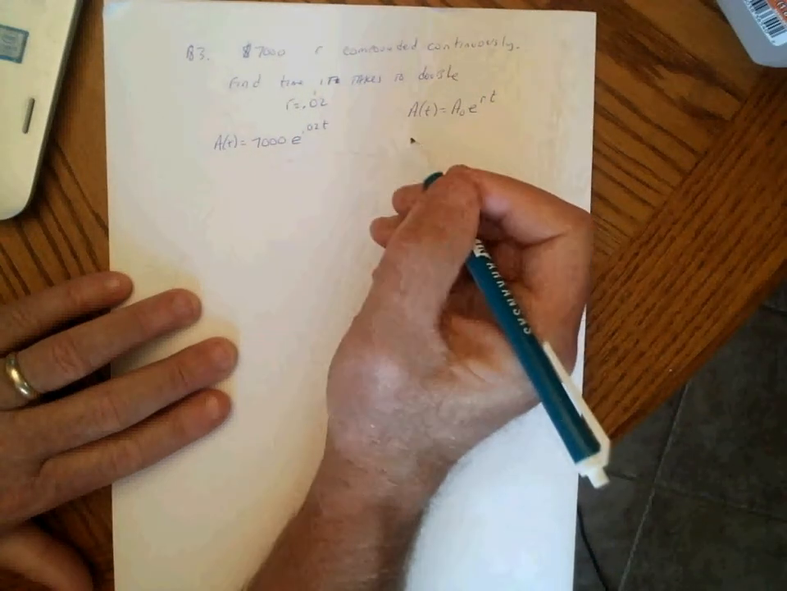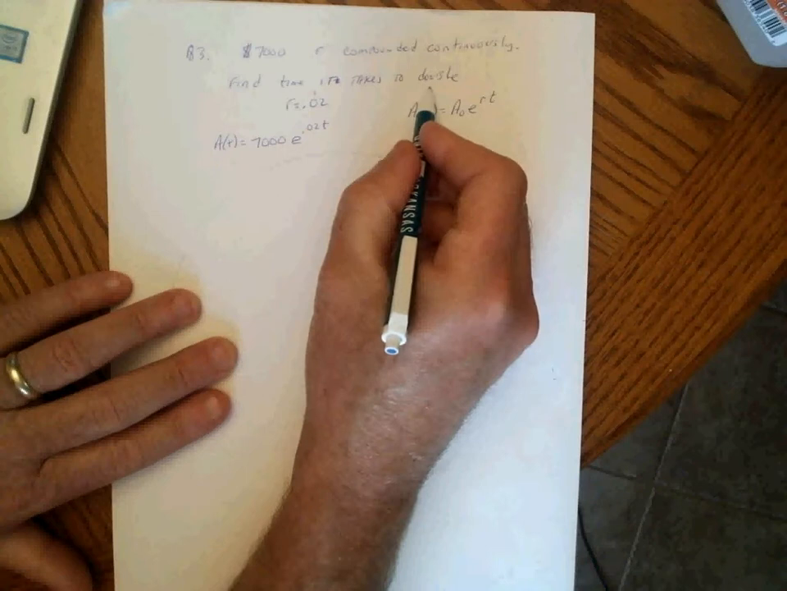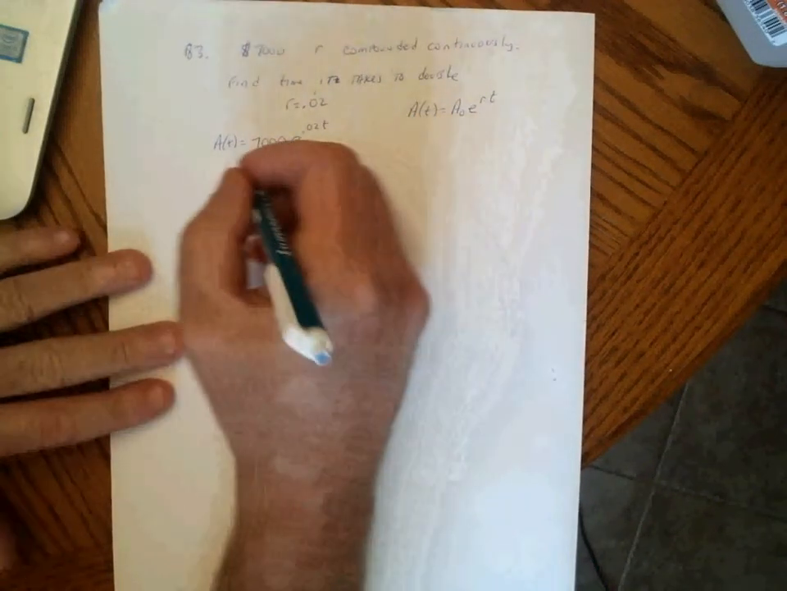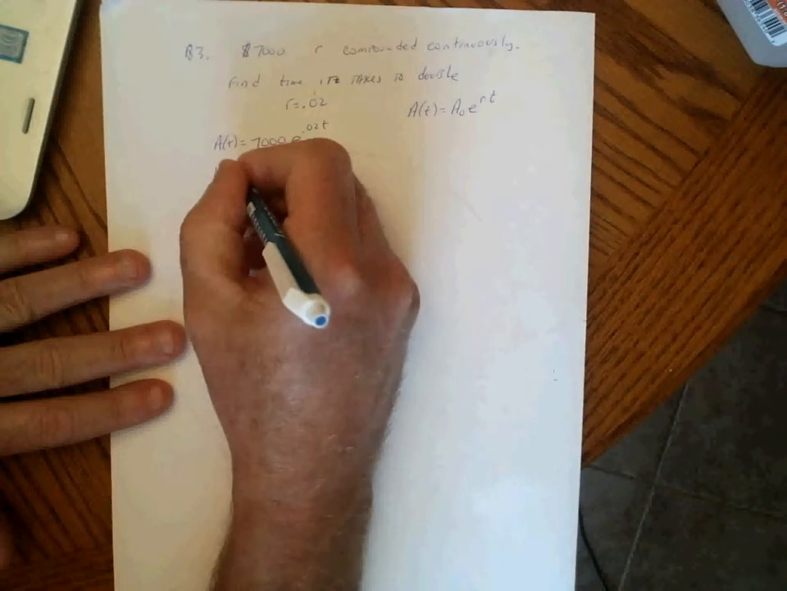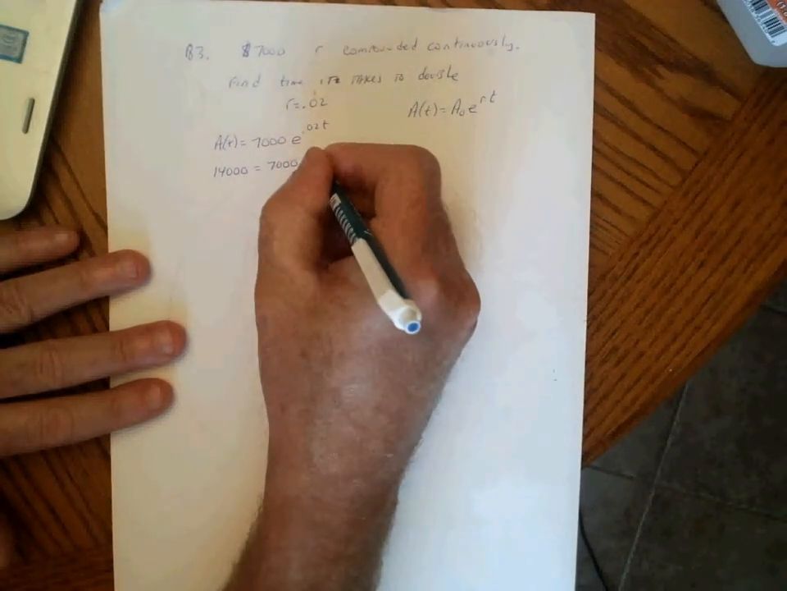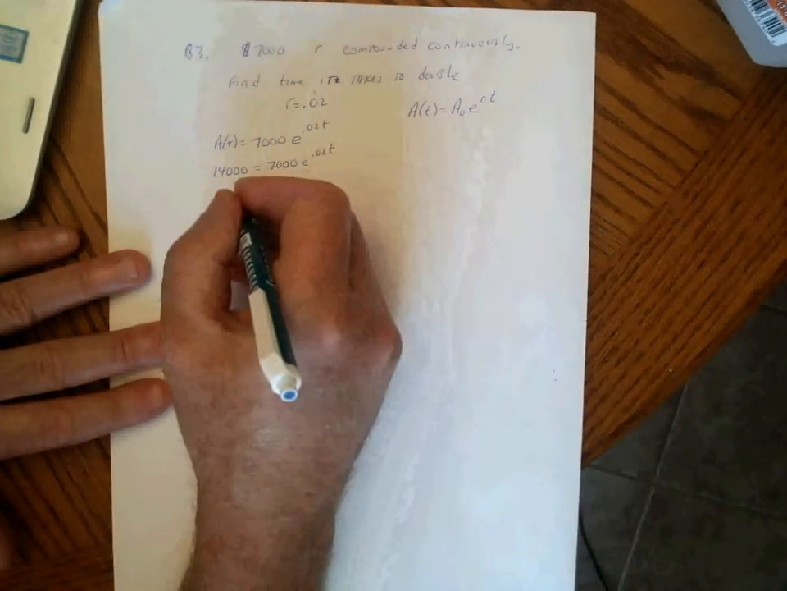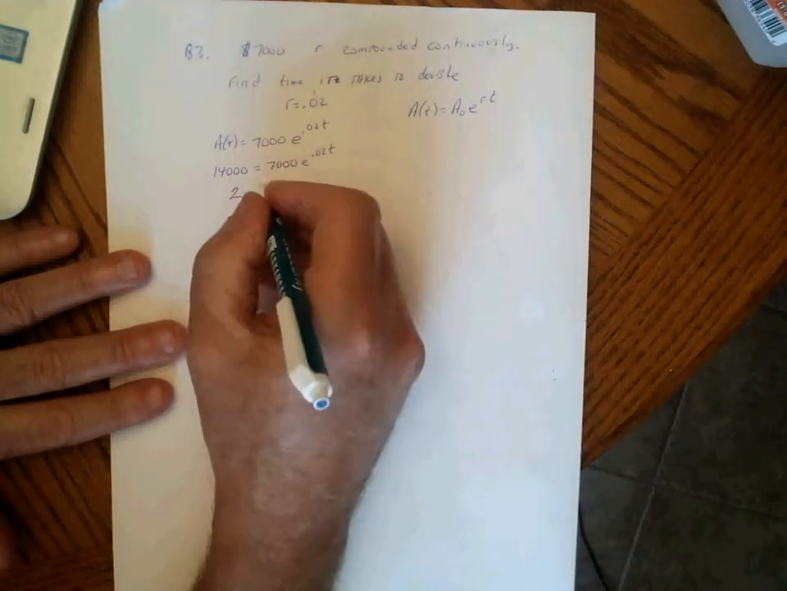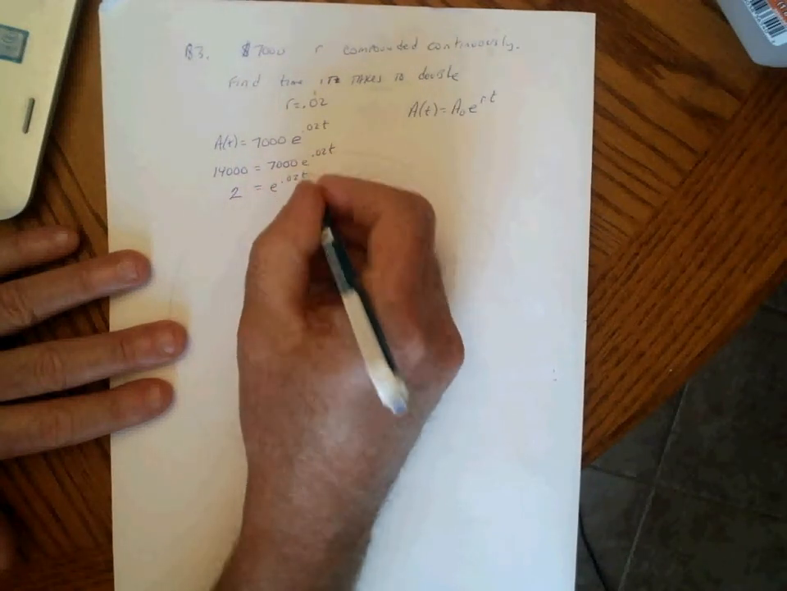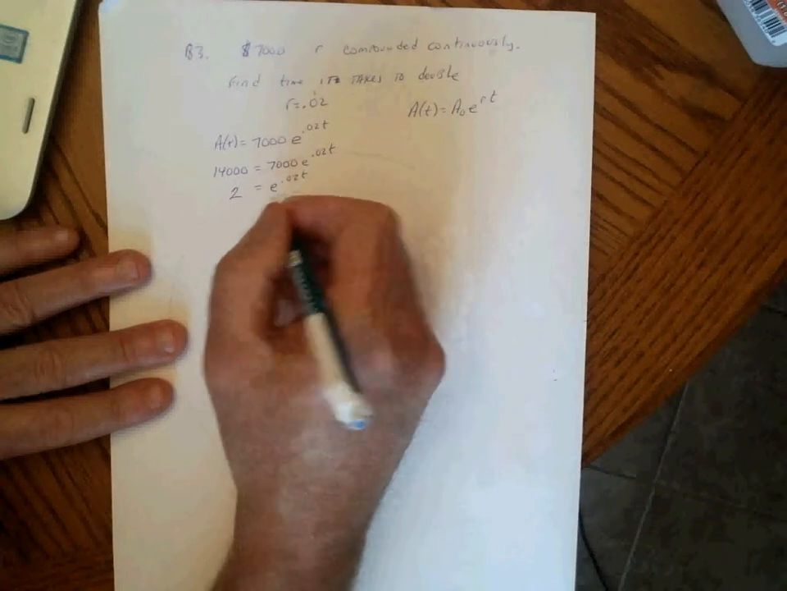And if we want to know how long it's going to take to double, then we are going to plug in $14,000 for the A of t. We divide both sides by 7,000, and 14,000 divided by 7,000 is 2. So 2 equals e to the 0.02t. Now we convert to logarithmic form.